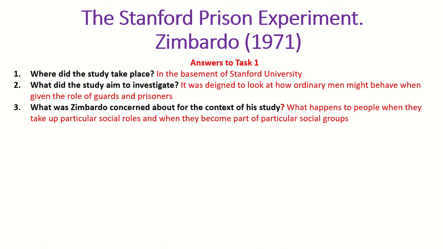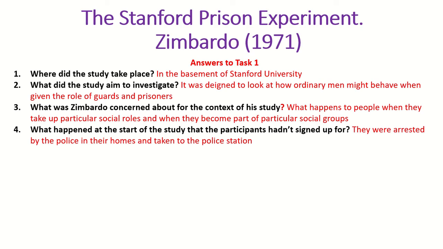Question 3, what was Zimbardo concerned about for the context of his study? He was concerned about what happens to people when they take up particular social roles and when they become part of particular social groups. Question 4, what happened at the start of the study that the participants hadn't signed up for? That was when they were arrested by the police in their homes and taken to the police station. They had given consent to take part in the experiment, but they weren't aware that that was going to happen. The reason why Zimbardo did that was to make the experiment seem more realistic.